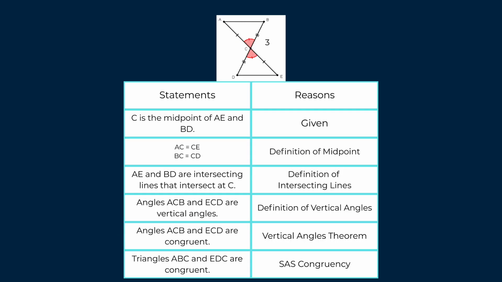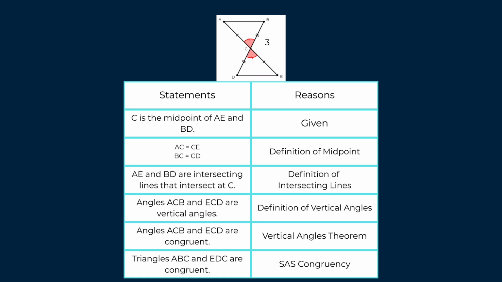And here is the entire two-column proof. So you have the statements in one column and the reasons in the other column. C is the midpoint of AE and BD. That's already given. So, by the definition of midpoint, AC is equal to CE and BC is equal to CD. These lines are also intersecting. AE and BD are intersecting lines that intersect at C. That's the definition of intersecting lines, and we can even see on the diagram they are intersecting lines.